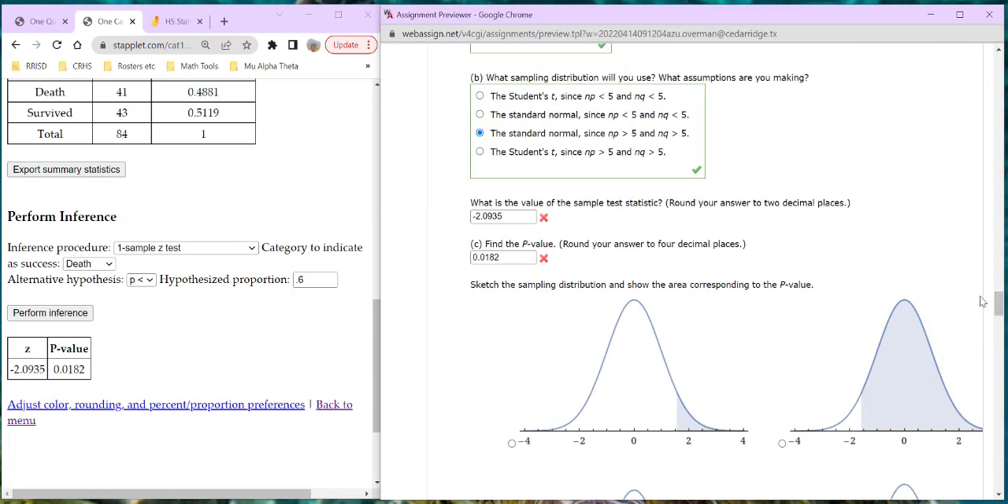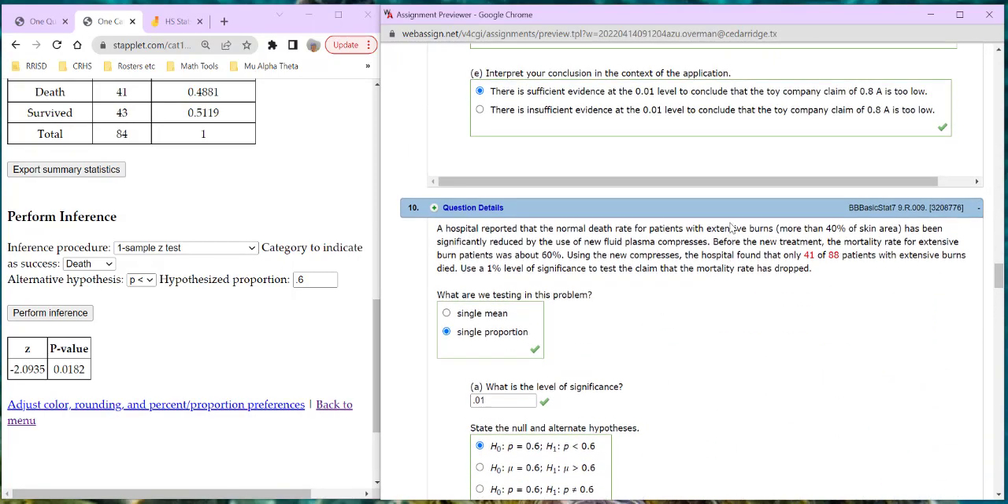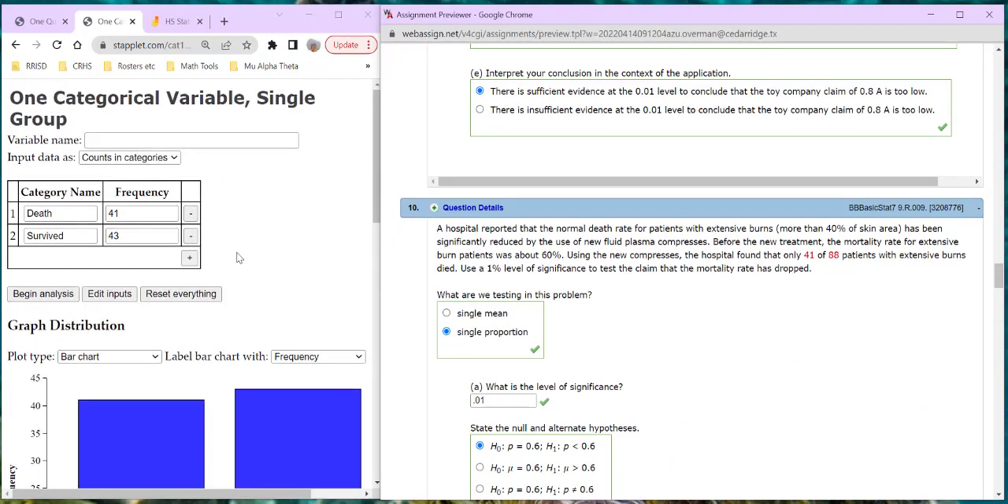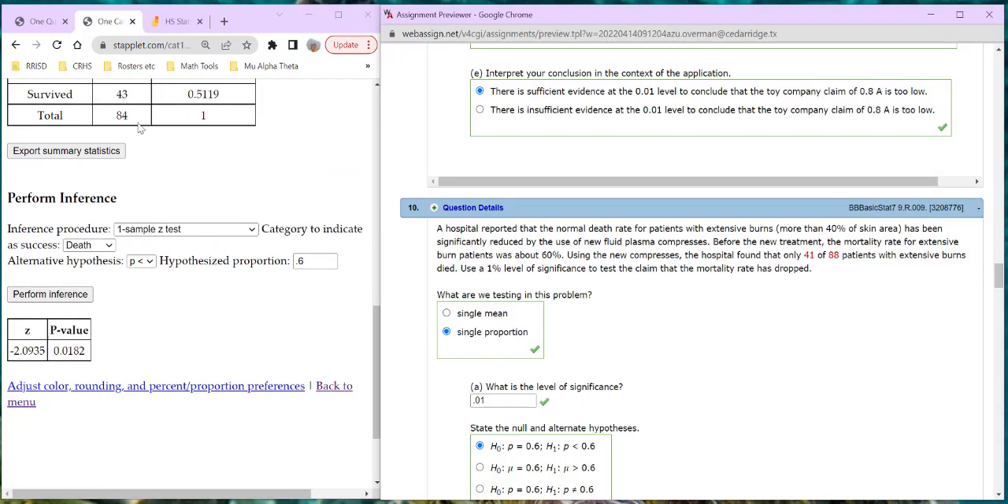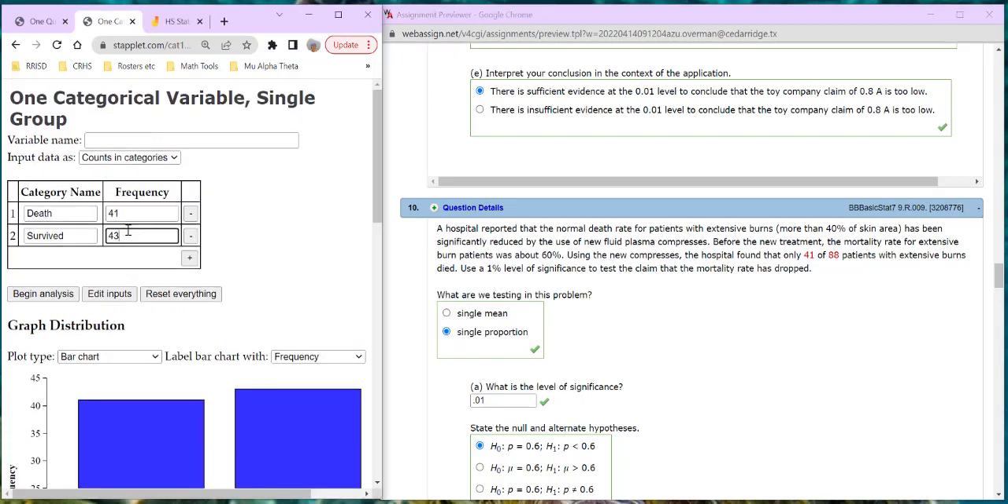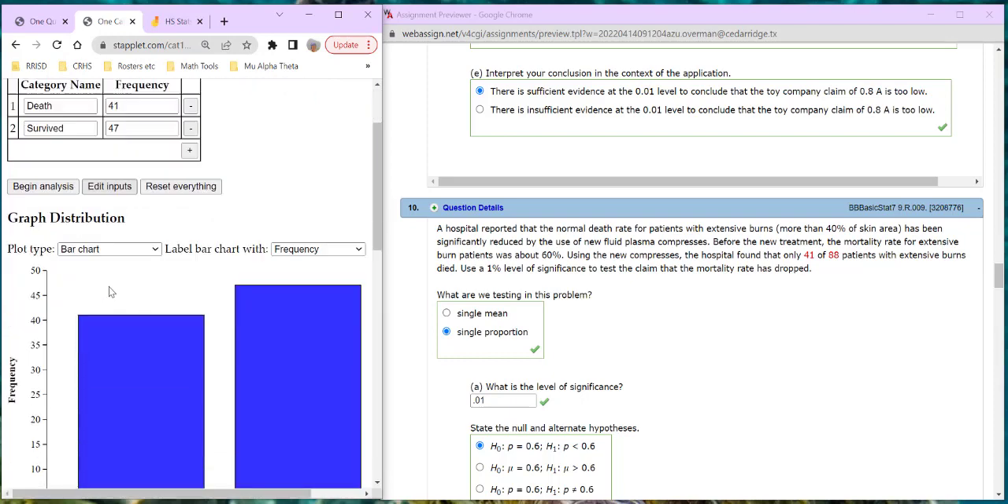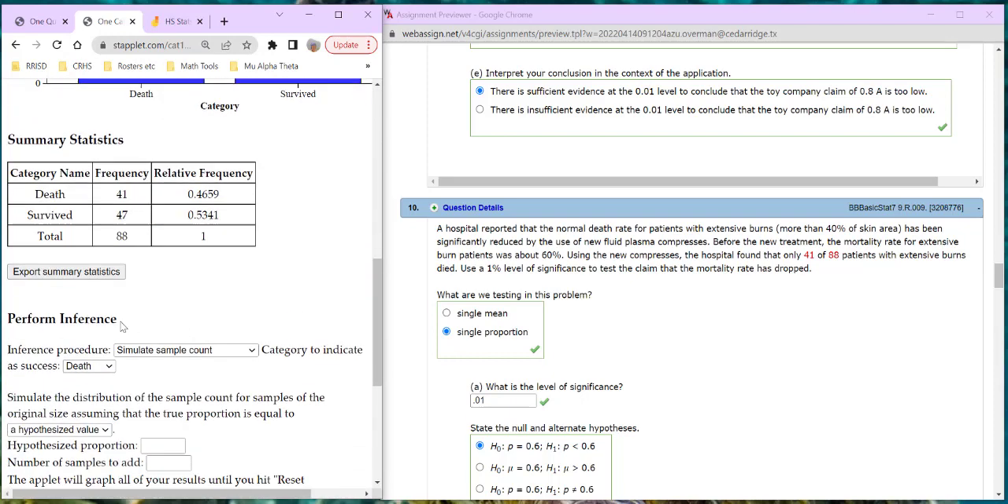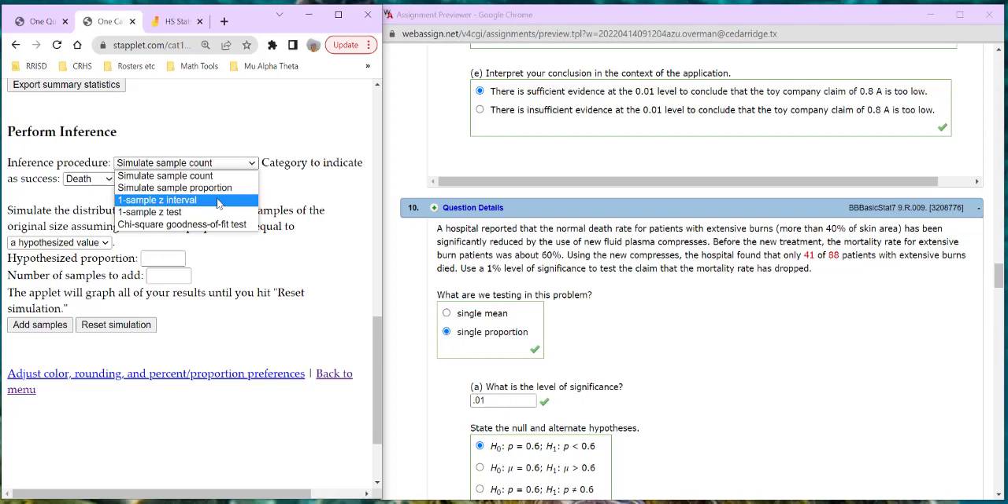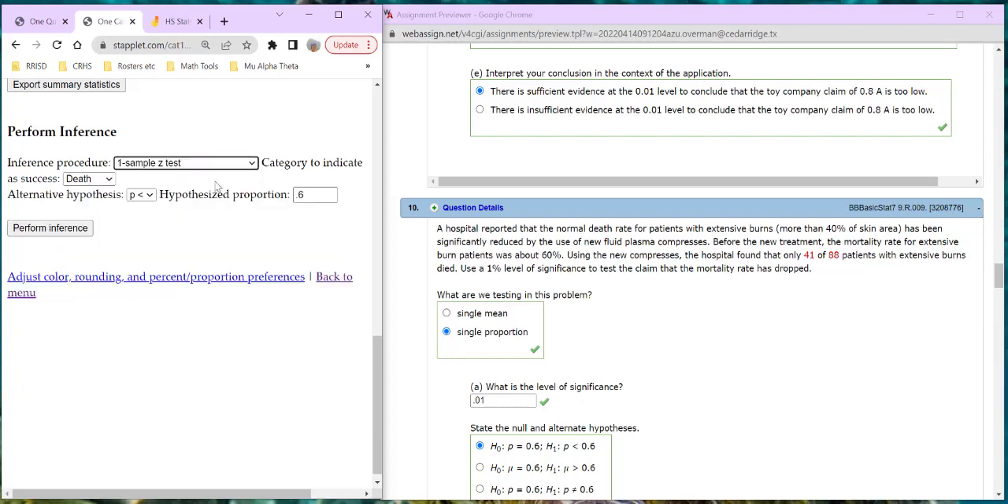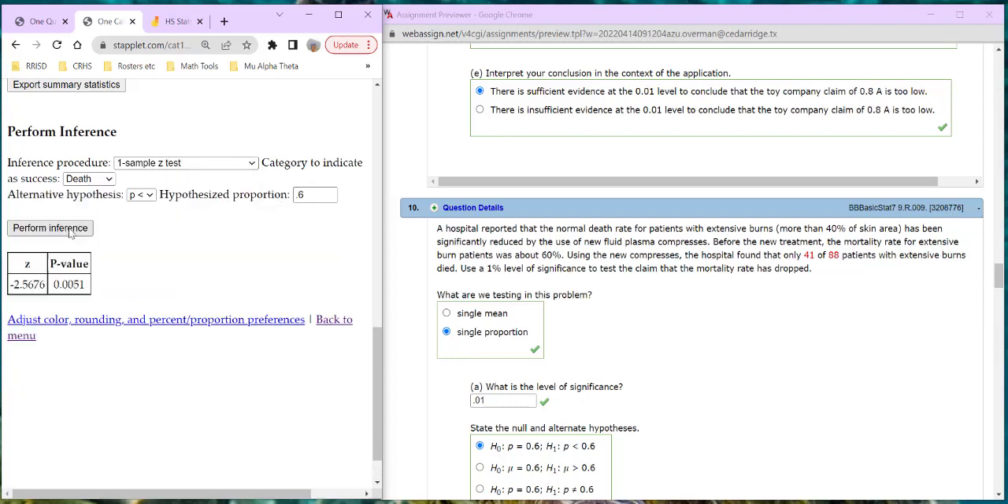Oh, did I miss something? Oh, what did Mrs. Silverman do? 41 of 88. I have 41, I have 43. Oh, they don't add up to 88. Yeah. Oh, good point. Always make sure that adds up to 88. I was thinking, let's put 47. Kind of glad that happened, so I can point out you can always double check your math there, make sure you're doing it right. We're doing a one-sample z-test, and everything else is fine.